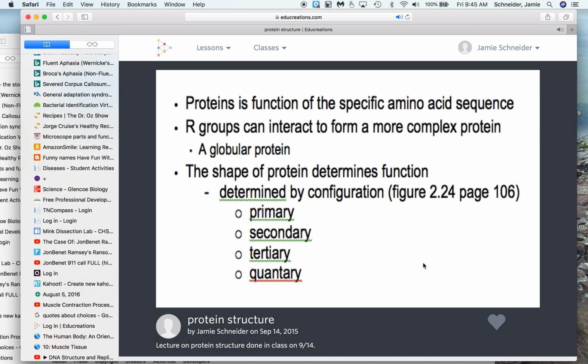It's just like physiology and anatomy. The shape determines the function of the protein. Therefore, the function is determined by the configuration. And there's a picture in your book that shows all four of these configurations. They show primary, secondary, tertiary, and quaternary. So we'll now go to that picture.